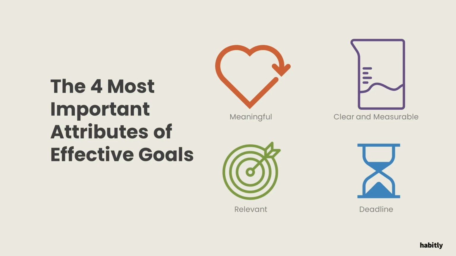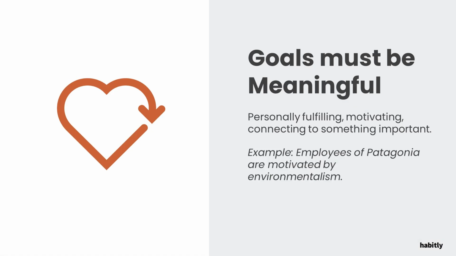The 4 most important attributes of all goal writing methods are: number 1, meaningful; number 2, clear and measurable; number 3, relevant; and number 4, each goal has a specific deadline. Let's dive into these a little further. First, goals must be meaningful. Ideally, a goal should connect something you find personally fulfilling with what the goal will achieve.